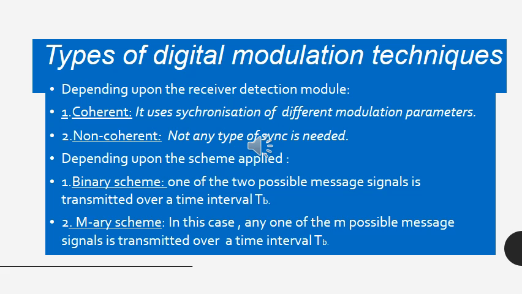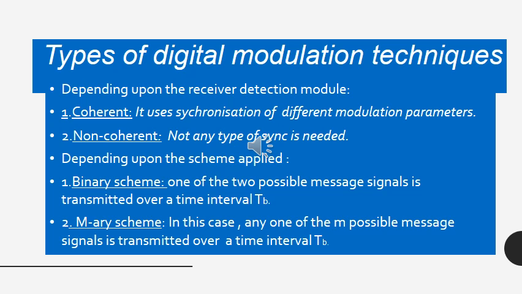Depending upon the scheme applied, there are two schemes of transmitting the signal: one called the binary scheme and the second called the M-ary scheme. In the binary scheme, there are two possible message signals. Generally, we know in binary there are 1 or 0. At a time, we are able to transmit one of the possible signals. That is, at a time, we can transmit either 1 or 0 in a time interval TB.